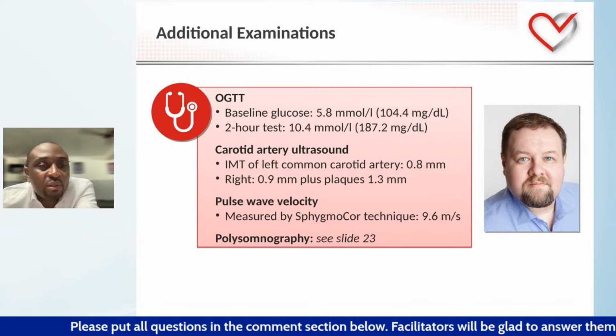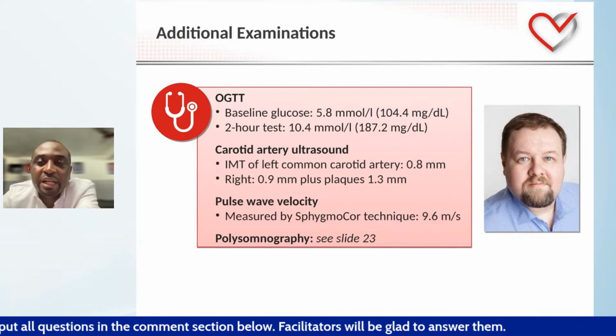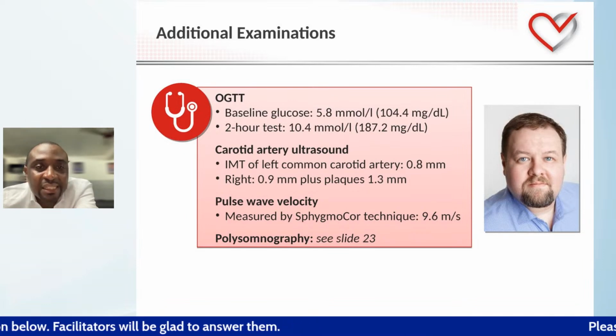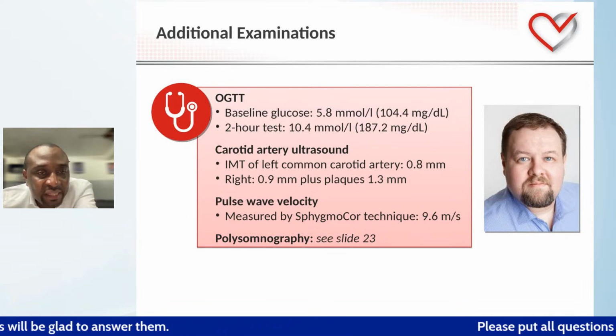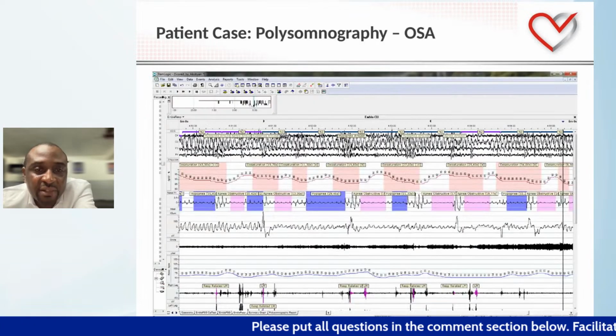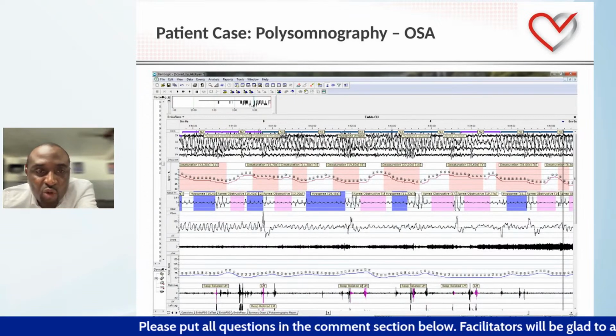And this patient also went on to do carotid Dopplers, ultrasound, all of which are suggesting some intima thickness. And then he did some sleep studies. He did an echo showing concentric left ventricular hypertrophy. So this patient is a multi-comorbid patient.